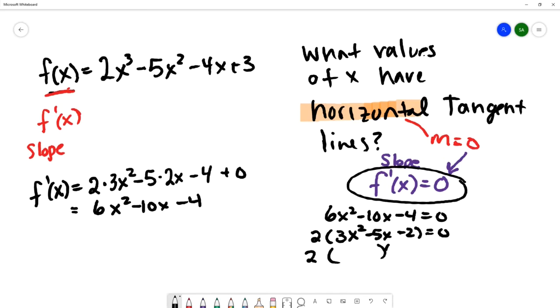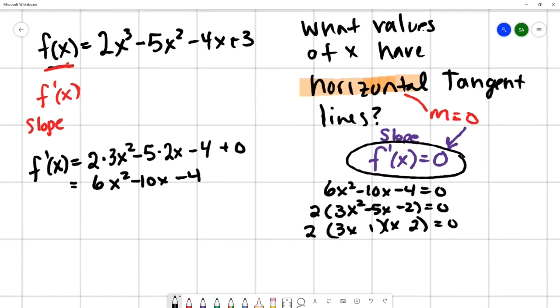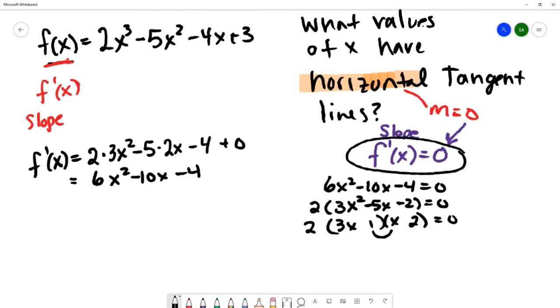And I'm going to try to factor this into 3x and x. I could use a 2 and a 1. That would give me 1 and 6. I need a negative 6 and a positive 1, and that will give me the negative 5 in the middle.